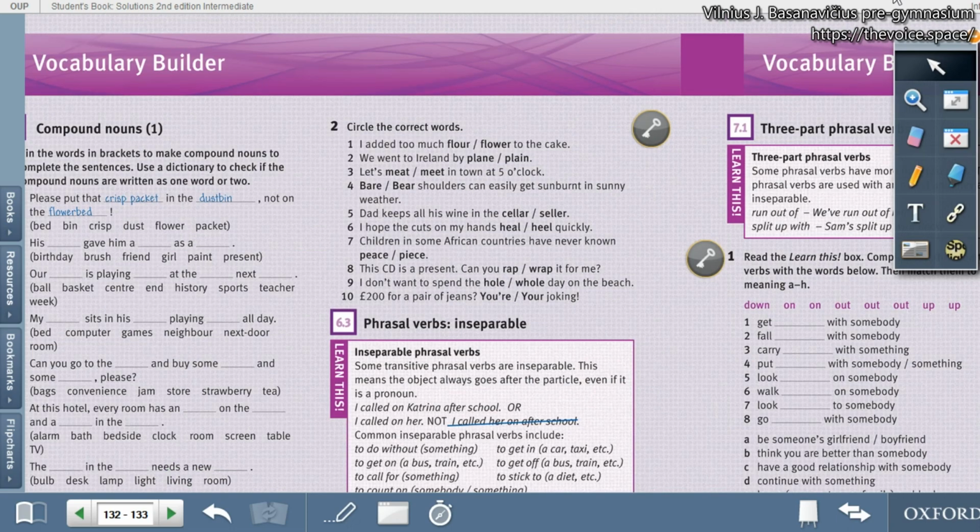So the last exercise on page 132 in your student books is exercise 2. Circle the correct word. So we talked about homonyms. Try to find out which one is more suitable for exercise 2. Then I'm going to give you the answers.